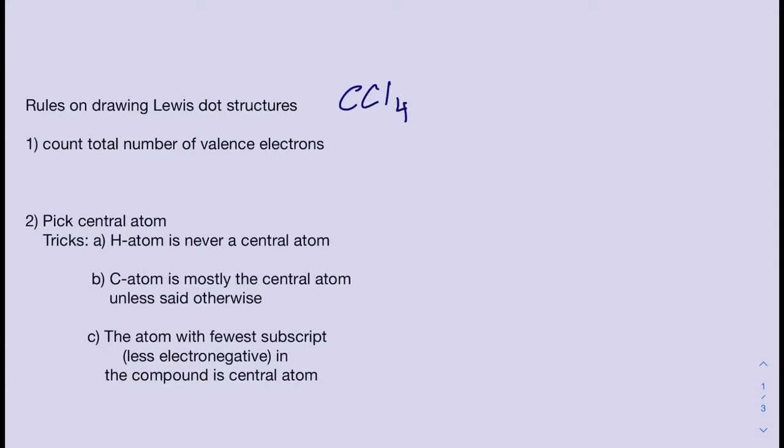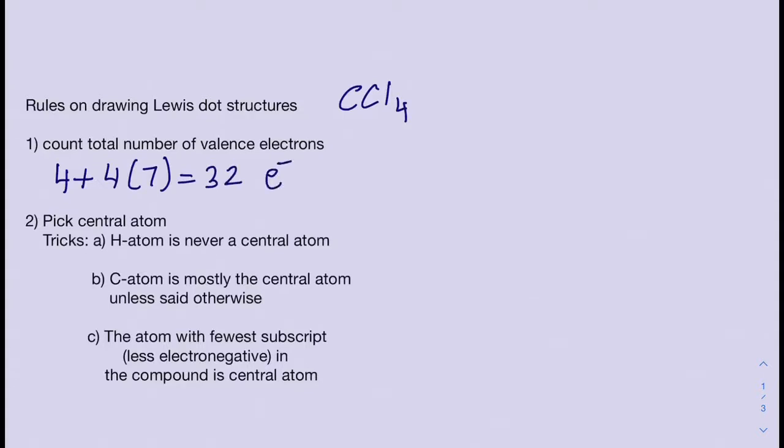Now in this case, we have carbon. Carbon is in group 4A, so it's got four valence electrons, so it's going to be 4 plus I have 4 chlorines, and each chlorine is going to have 7 valence electrons, so 4 times 7, and that's going to give a total of 32 valence electrons.